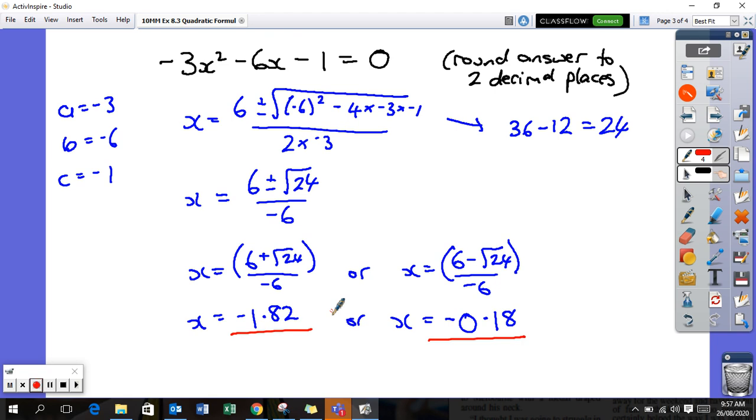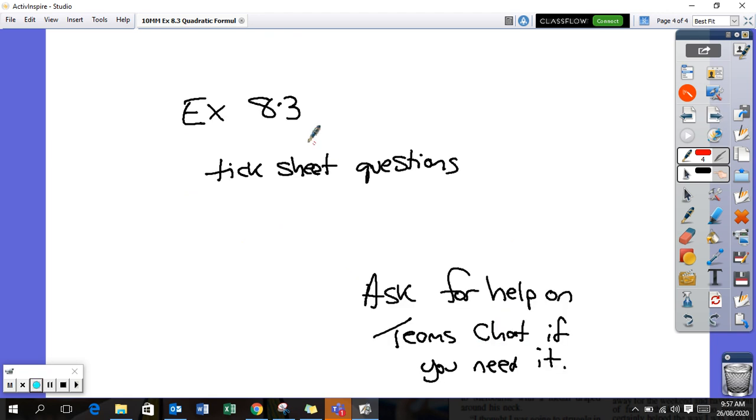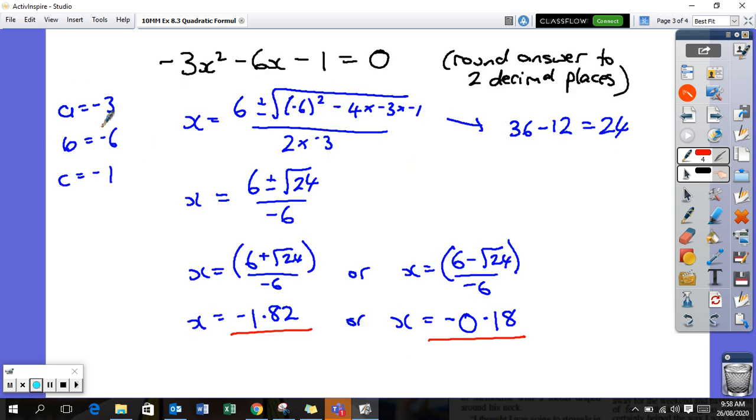Those 2 examples I've done are the examples on page 307, and basically that's up to you to get some practice now. Today you're working on exercise 8.3, the tick sheet questions. I'm on Teams chat. If you need help, just ask. All the best with that. Make sure you get plenty of practice using the formula, and it's not a bad idea to write a, b and c over the top. Write as much of your working down as you can. Don't try and keep it in your head.